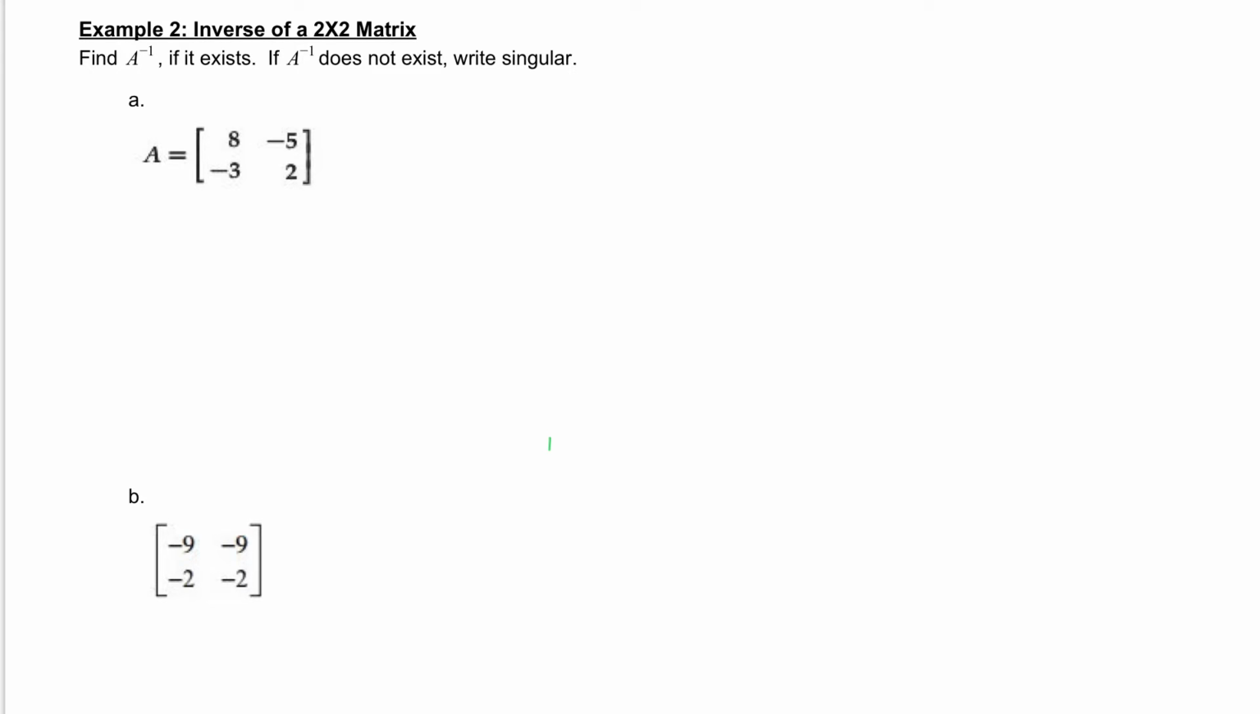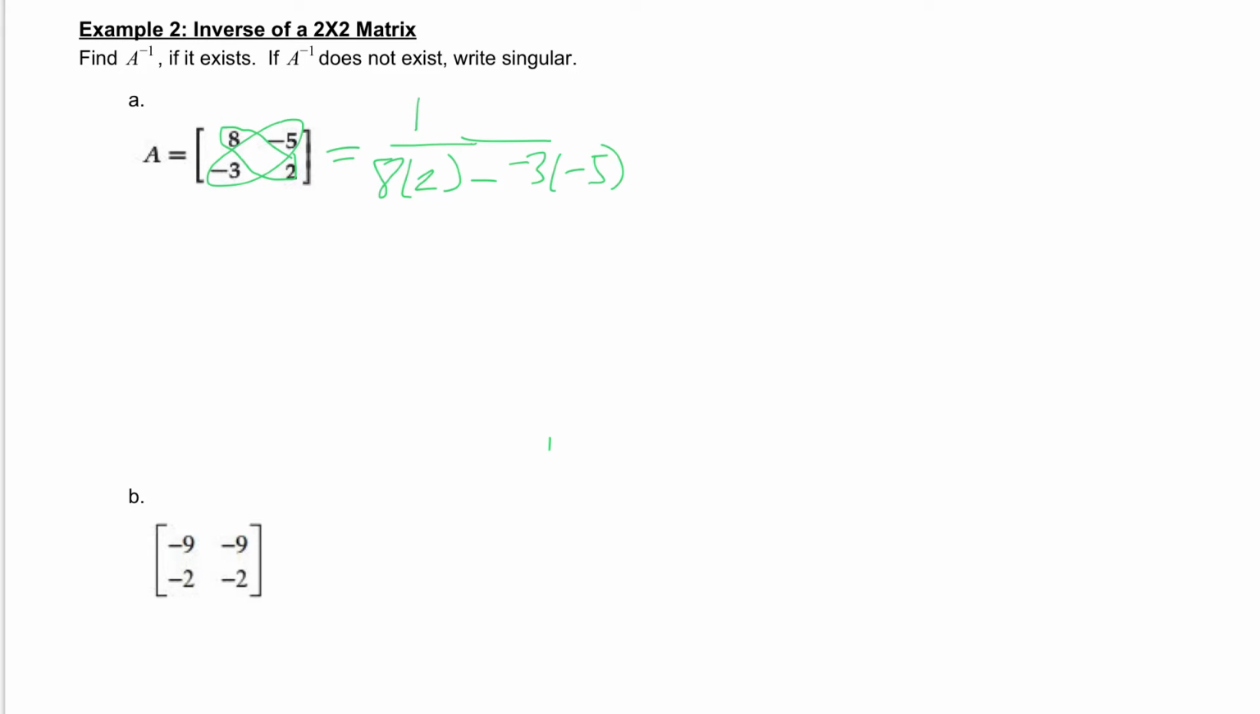In example 2, we're going to find the inverse of a 2 by 2 matrix. So if we have our matrix here, 8, -5, -3, and 2, in order to find the inverse, what we want to do is we're going to take 1 over the determinant. So remember, to find the determinant, we're taking 8 times 2 minus -3 times -5.